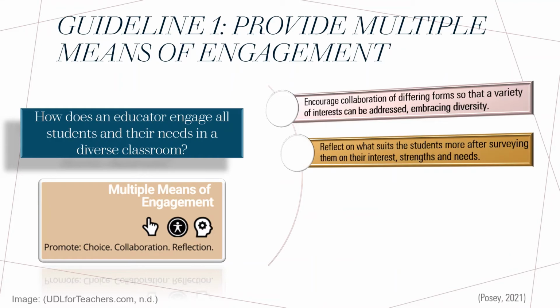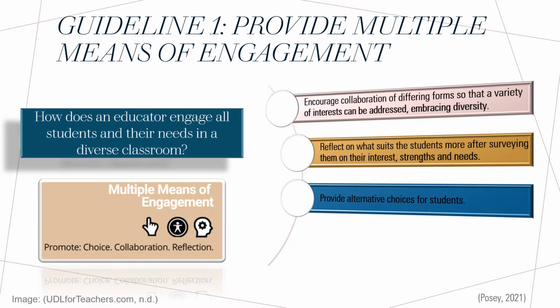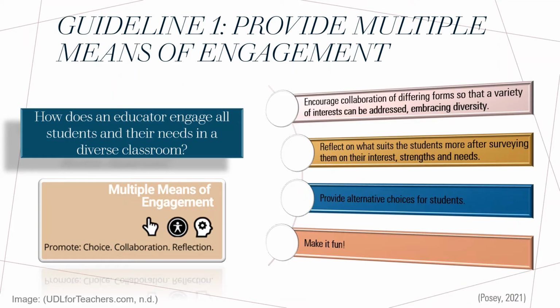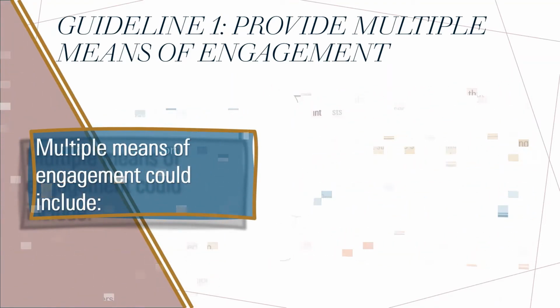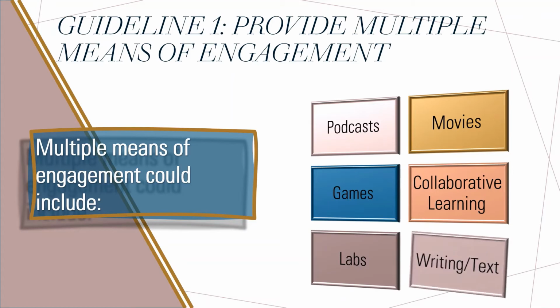We can reflect on what suits the students more after surveying them on their interests, strengths, and needs. It's important to know your students. Provide alternative choices for students. And make it fun. If we want this to be engaging for the students, they have to enjoy learning. Multiple means of engagement could include podcasts, movies, games, collaborative learning, labs, writing and text, just to name a few.